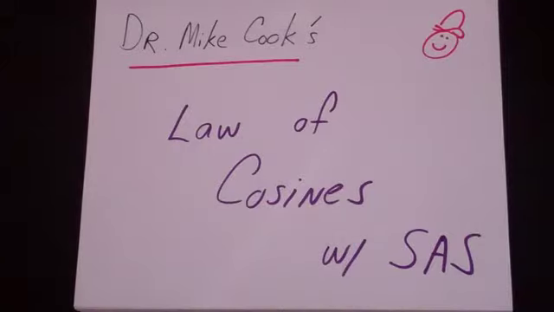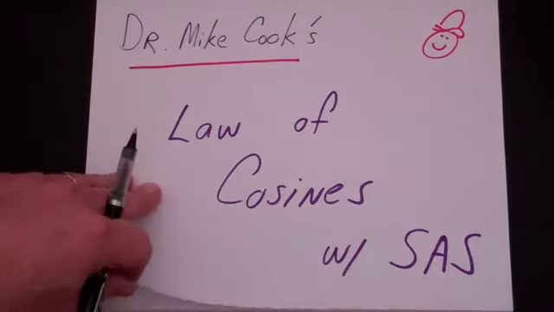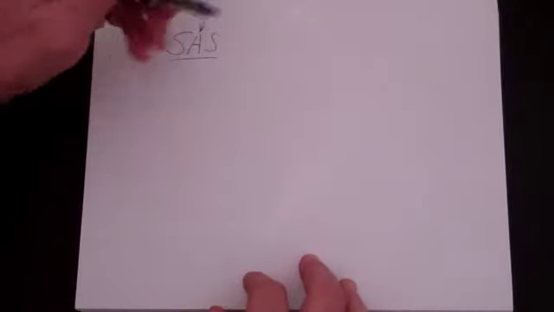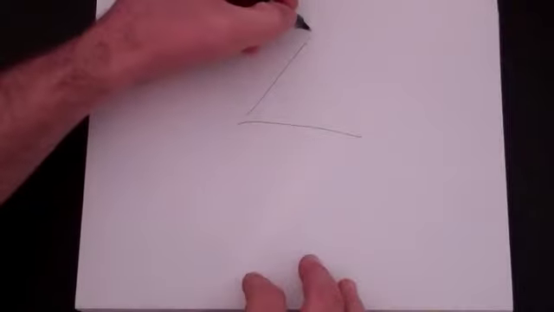Now let's look at law of cosines with SAS triangles. So first of all, let's think about what we mean when we say SAS triangles. The key to an SAS triangle is you know the angle that's in between the two sides. So here's an example drawing.